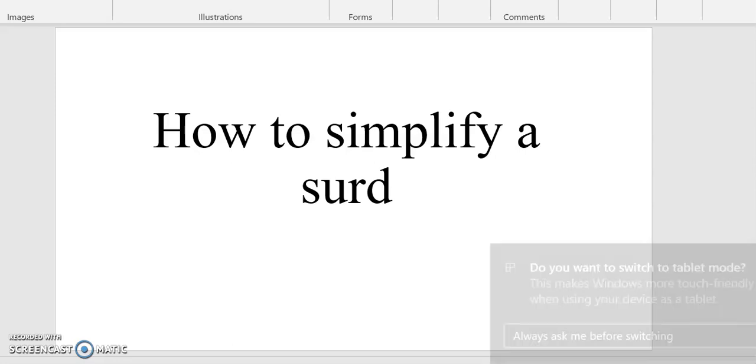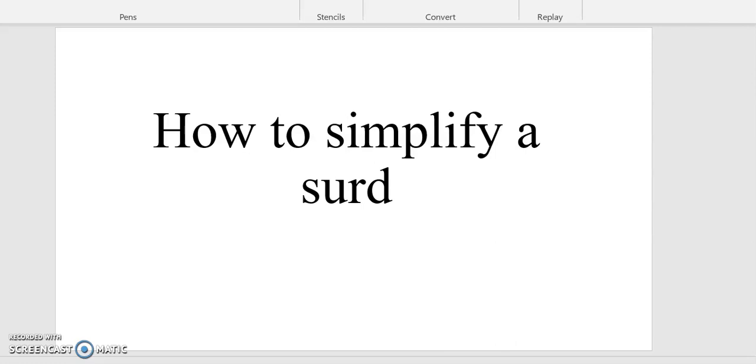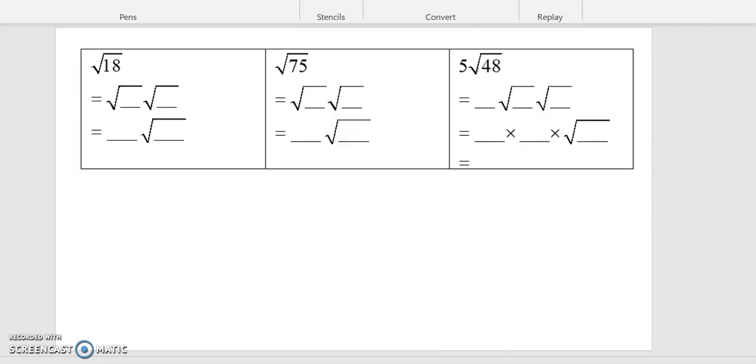Okay, this video is going to be on how to simplify a surd. So this will be what you boys are doing today. A surd, we talked about yesterday, is just a number under a square root sign that will not reduce. So for example, root 18, I can't think of a number that multiplies by itself to give 18.